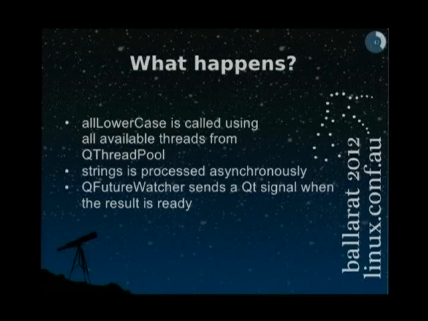What happens here? So allLowercase is called using all the available threads in QThreadPool. This means that all of the available threads will be used. And this is also why QThreadPool instantiates itself by using a number of threads which is very close to what your processor best supports, because this is done for you already. So strings is processed asynchronously based on the number of threads you're using.